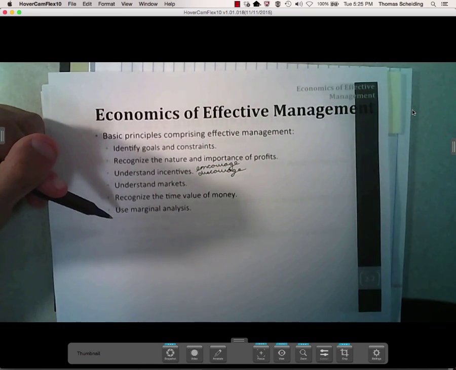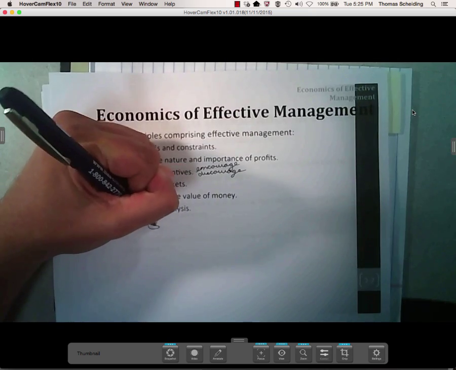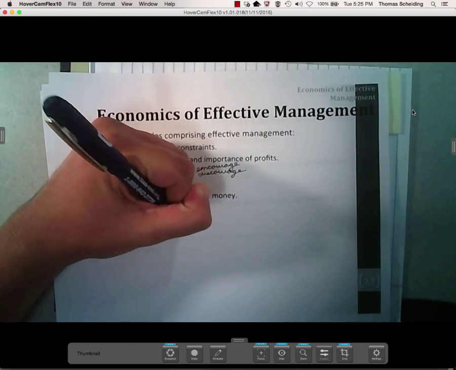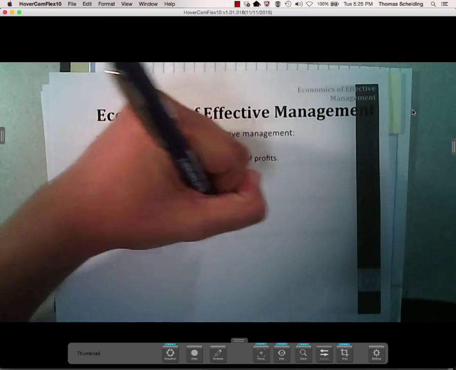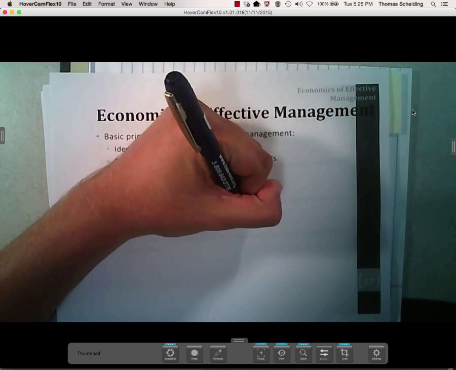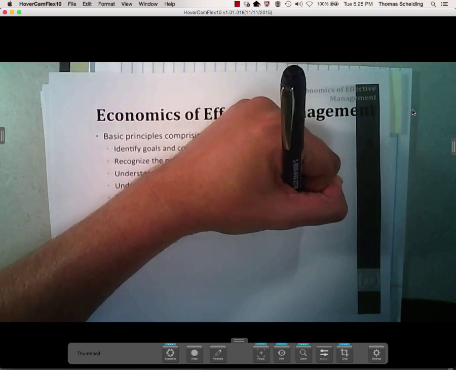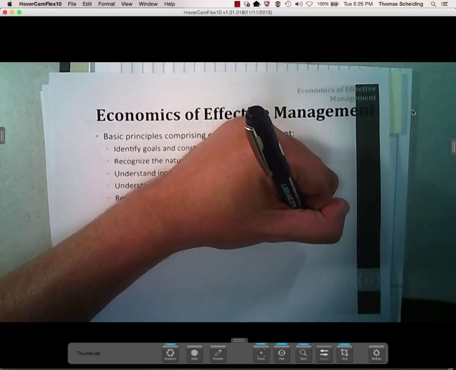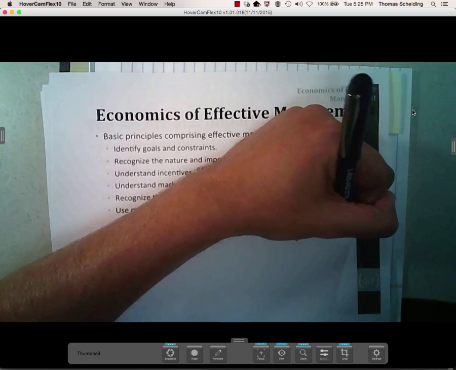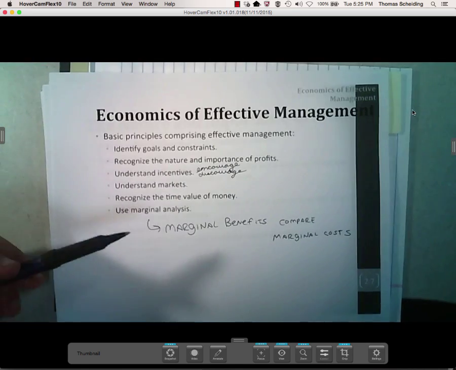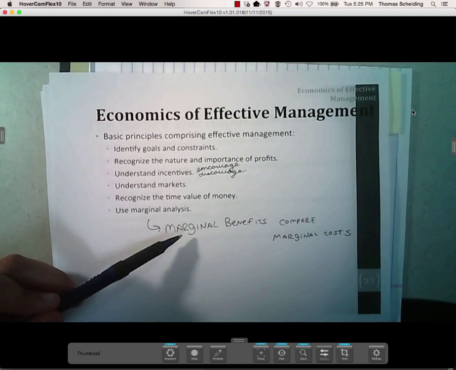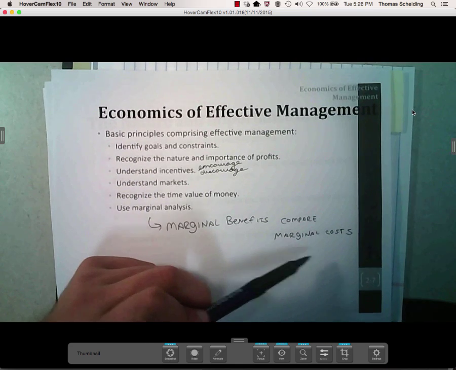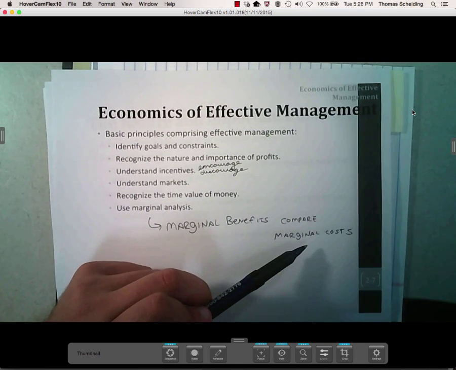And then it's also useful to employ a marginal analysis. That marginal analysis is one where I look at my marginal benefits and I compare them to my marginal costs. Essentially I say, what's the benefit of doing something one more time? That's what marginal means. And I'm comparing it to the cost of doing something one more time.